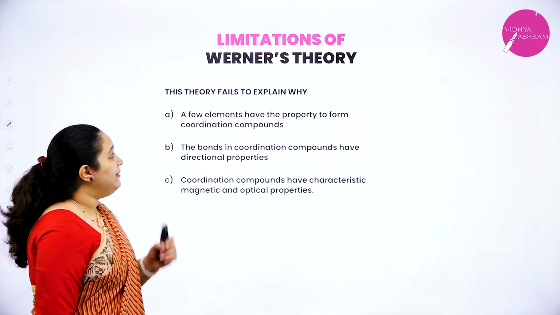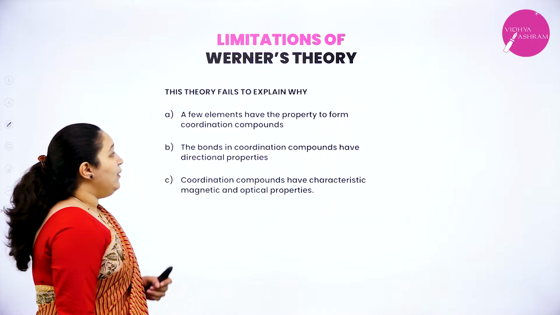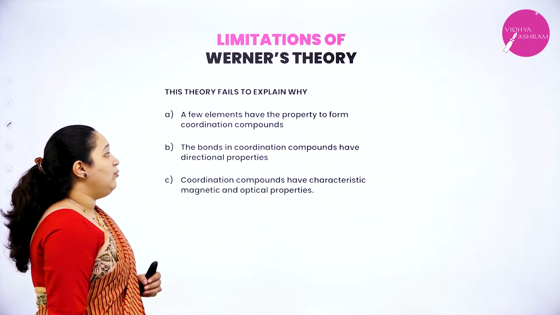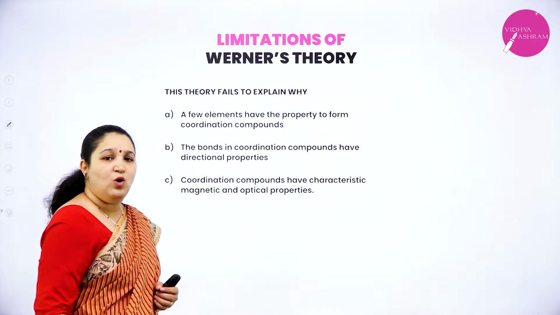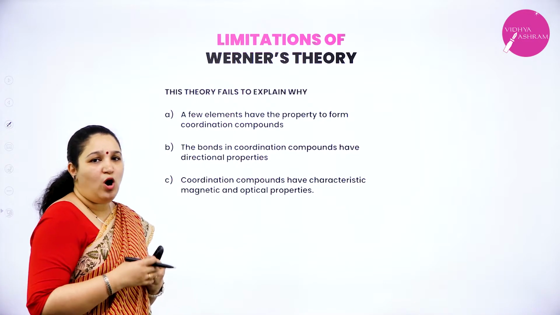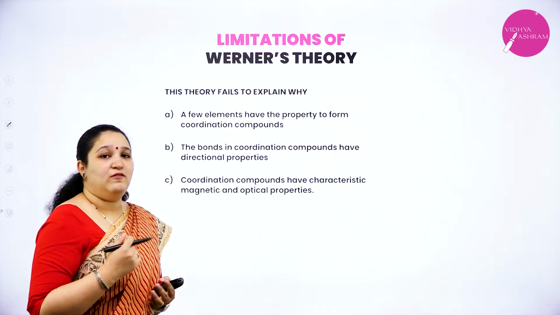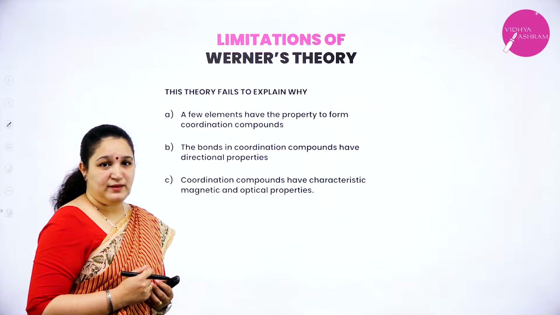Next, limitations of Werner's theory. A few elements have the property to form coordination compounds. Only few of the elements can form coordination compounds. Not all elements can form coordination compounds. Why? Werner could not explain.